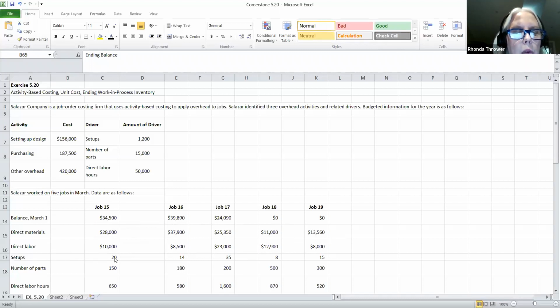And so what you would have to do is determine an activity rate for setting up and design. And so that's going to be the first thing that they ask you to do in this problem. Once you have determined that activity rate, you would multiply the activity rate times the number of setups to get the applied amount of factory overhead. And you do something similar for purchasing with the number of parts and other overhead with direct labor hours.